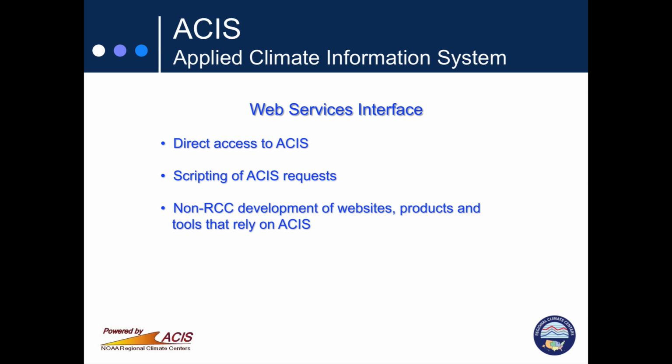It allows users to conduct multiple requests, say for data from more than one station simultaneously, eliminating the need to click through web page after web page. This interface also allows climate service providers outside the RCCs to develop their own tools and products that rely on ACIS data and summarization tools. This greatly expands the scope and efficiency by which the community can provide climate services.